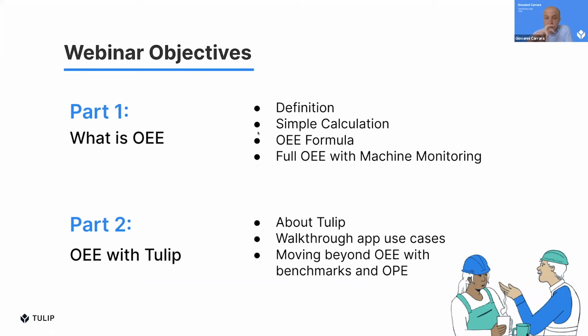And then in between there, we'll have a quick about Tulip section. For those of you that aren't familiar with what Tulip is, we'll be describing what Tulip is and what the platform can do. We'll have a walkthrough with some app use cases. And then we'll be moving beyond OEE with benchmarks and OPE.